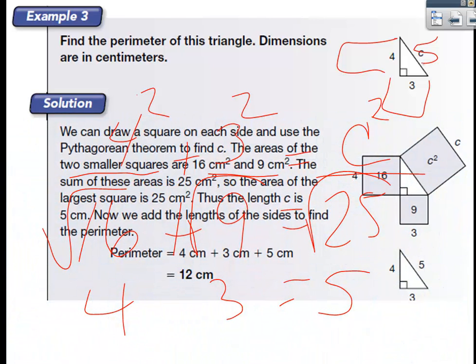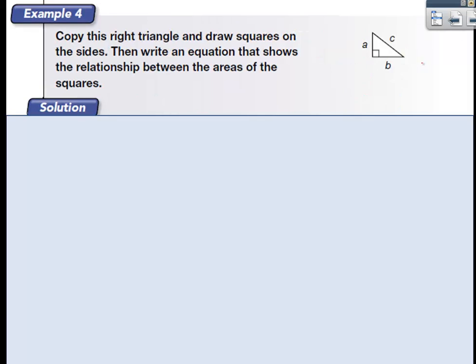Okay? All right, great. Hopefully you're getting that. See if you can do this one here. See if you can copy this right triangle and draw squares on the sides, and then write an equation that shows the relationship between the areas of the squares. You don't have to solve it. You're just going to write the equation. So pause it, see if you can do it.